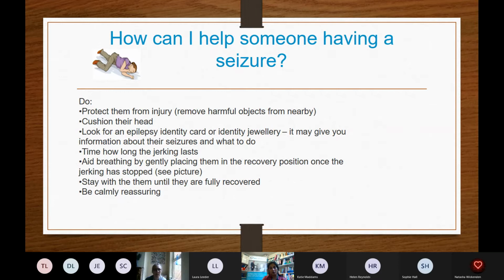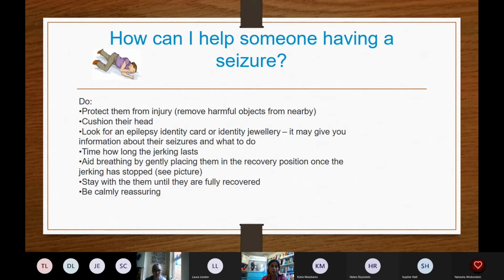I think more relevant to schools is probably how you can help support somebody when they are having a seizure. And I've just put in a little bit of do's and don'ts. I don't think you can do anything to actually stop the seizure, but you can prevent further injury to the child. I think it's important to recognize that they are having a seizure and then put the first aid in place. So often what we do is we want to protect them from any further injury.